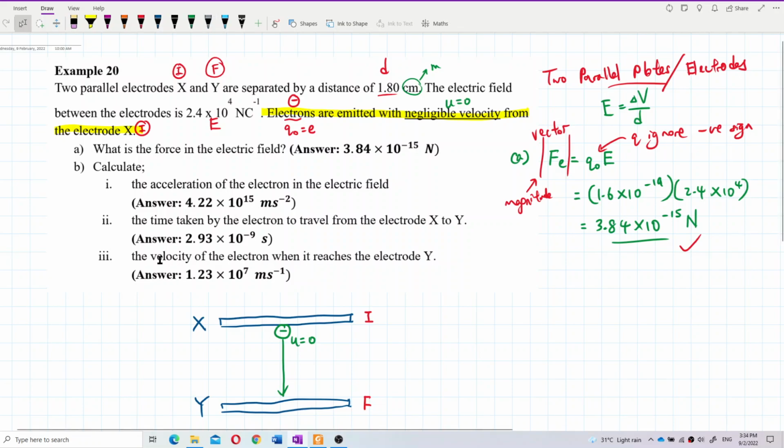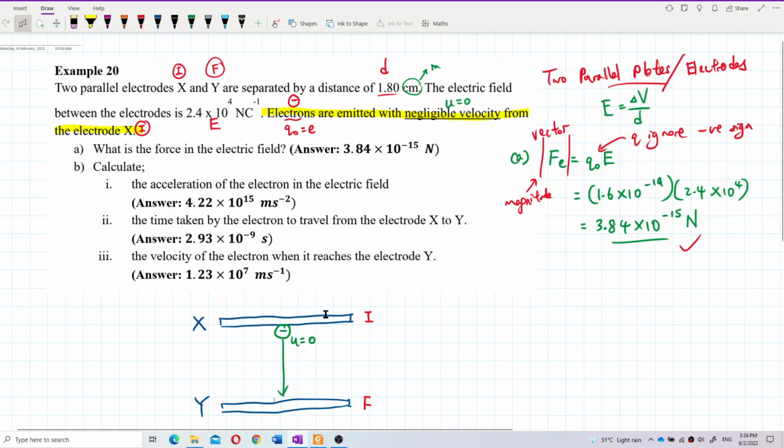Its velocity when it reaches Y. So that means it moved from X to Y. X is initial, Y is final. So you need to read the whole question to know where the electron goes from and to. This is important. It always gives a clue somewhere, at the end of the question. You see that? So the electron moved from X to Y.